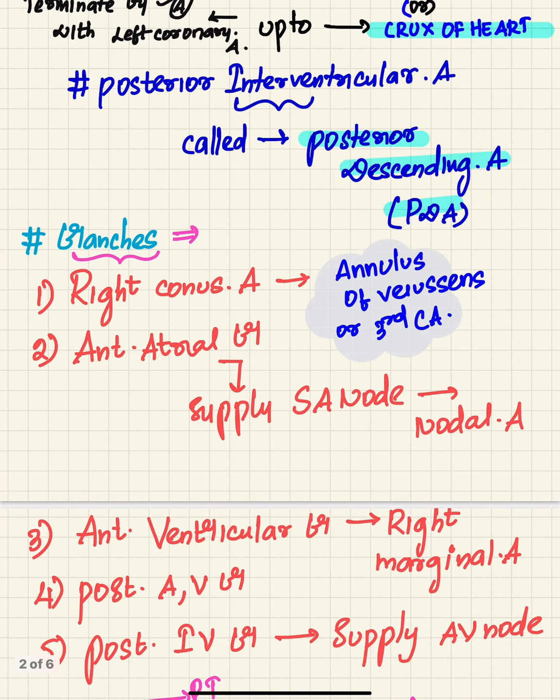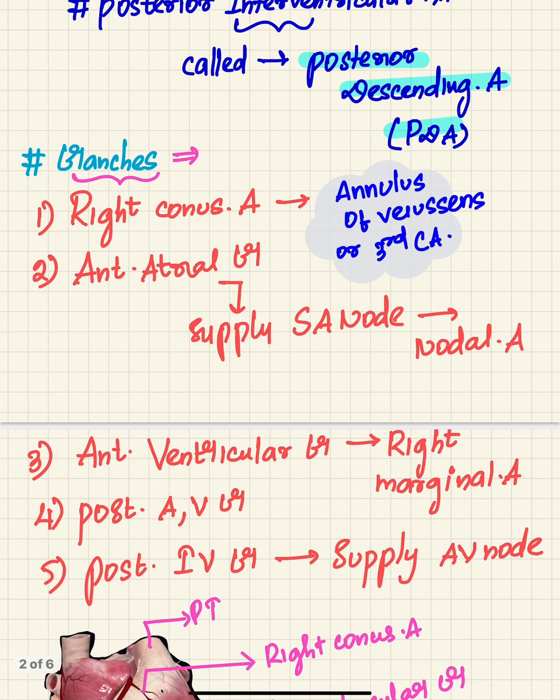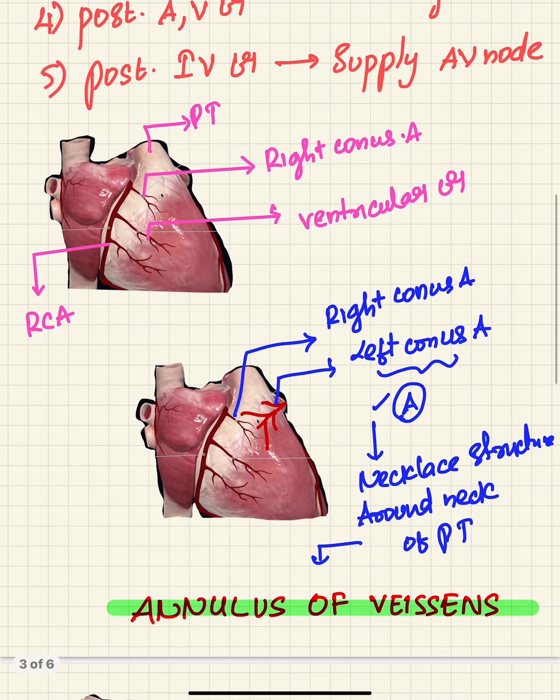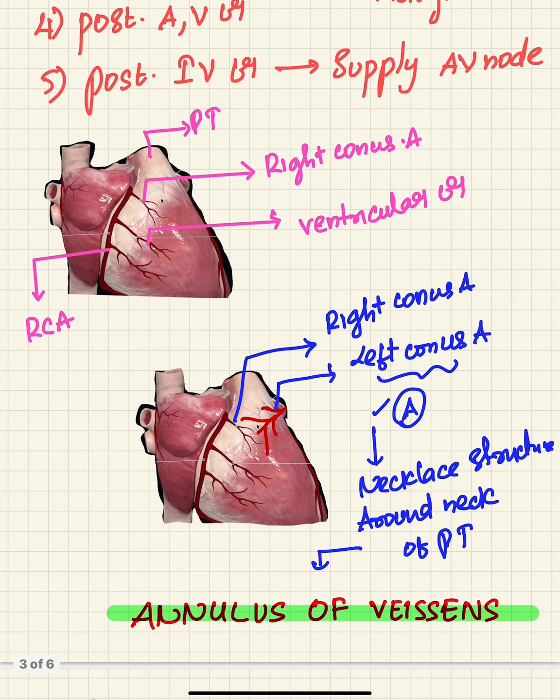Now, the branches of the right coronary artery: a right conus artery; an anterior atrial branch that supplies the SA node, called the nodal artery; an anterior ventricular branch called the right marginal artery; a posterior atrioventricular branch; and a posterior interventricular branch that supplies the AV node. Now let me talk about each branch clearly.